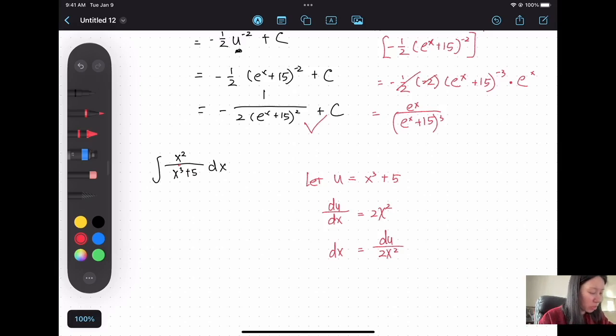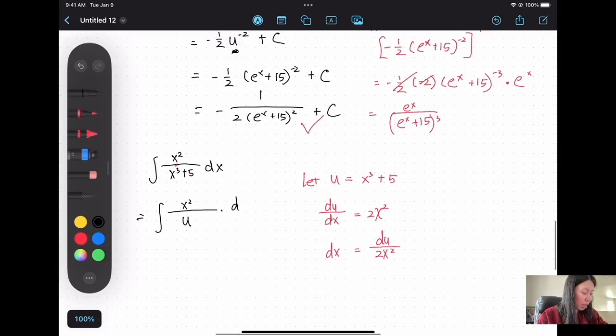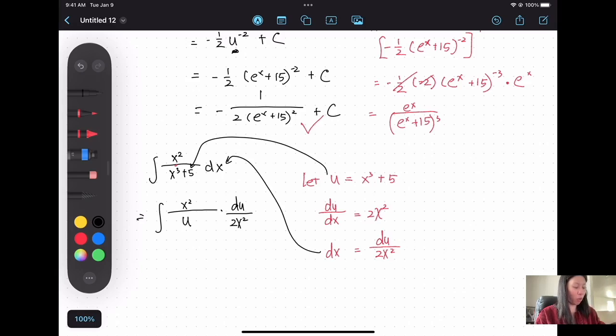Now we do all the substitution. First of all, we substitute the u back. We have u in here, and dx, since now we're more familiar, we can just do the substitution together at one time, du over 3x squared. Okay, let me label these. This part is for the dx, and then this part is for the u.